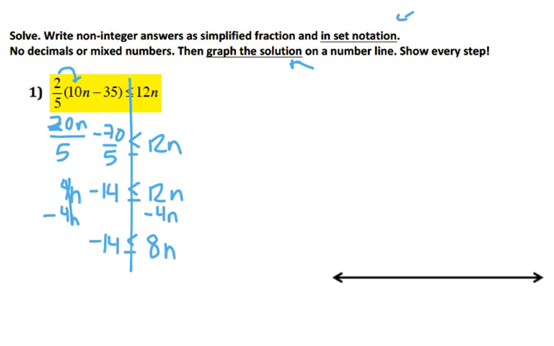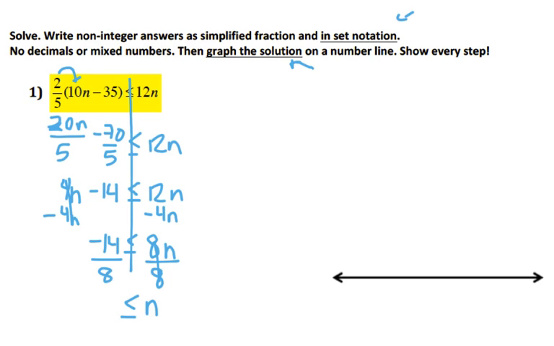Next, we're going to do the opposite of 8 times n. So we're going to divide by 8 on both sides of our inequality. Notice we're dividing by a positive number, so we're going to keep our inequality sign. So n is greater than or equal to negative 14 divided by 8.